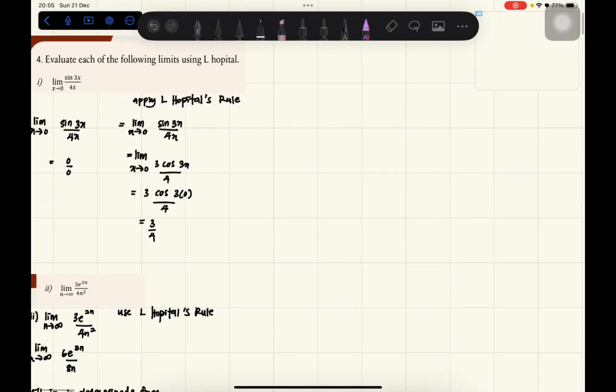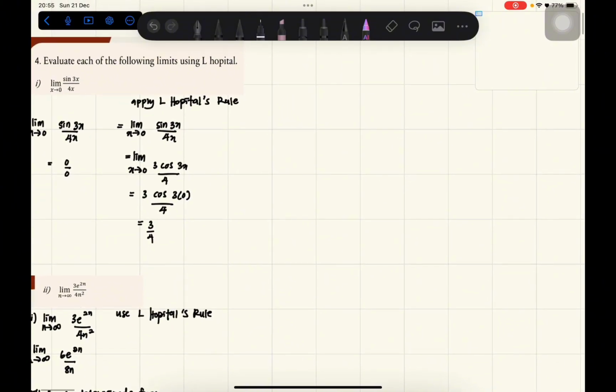So firstly, if the limit is indeterminate, you have to find the derivative of sin 3x and 4x separately, one by one. The derivative of sin 3x will be cos 3x times 3, so this will be 3 cos 3x. Meanwhile, the derivative of 4x will be 4. So this will give you 3 cos 3x over 4.